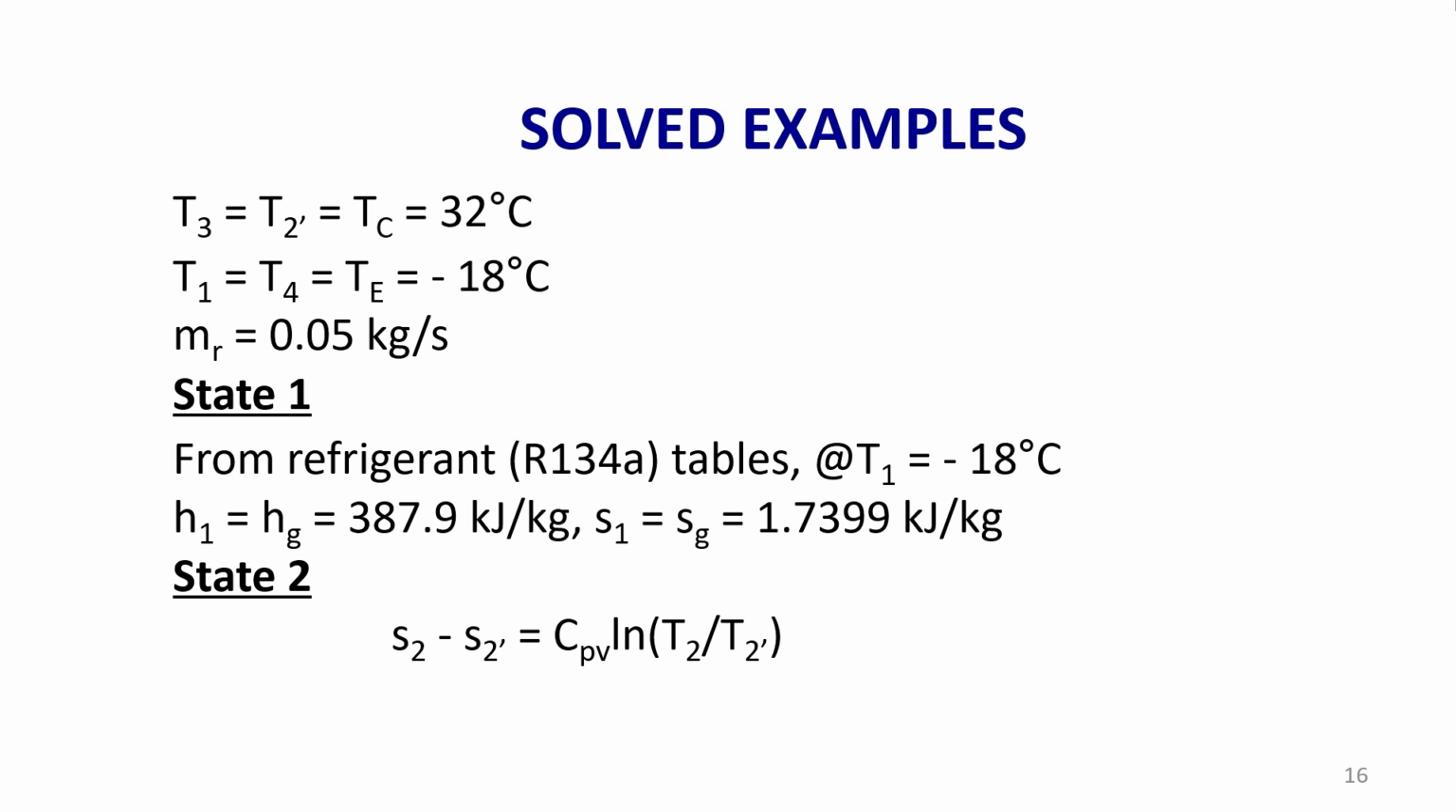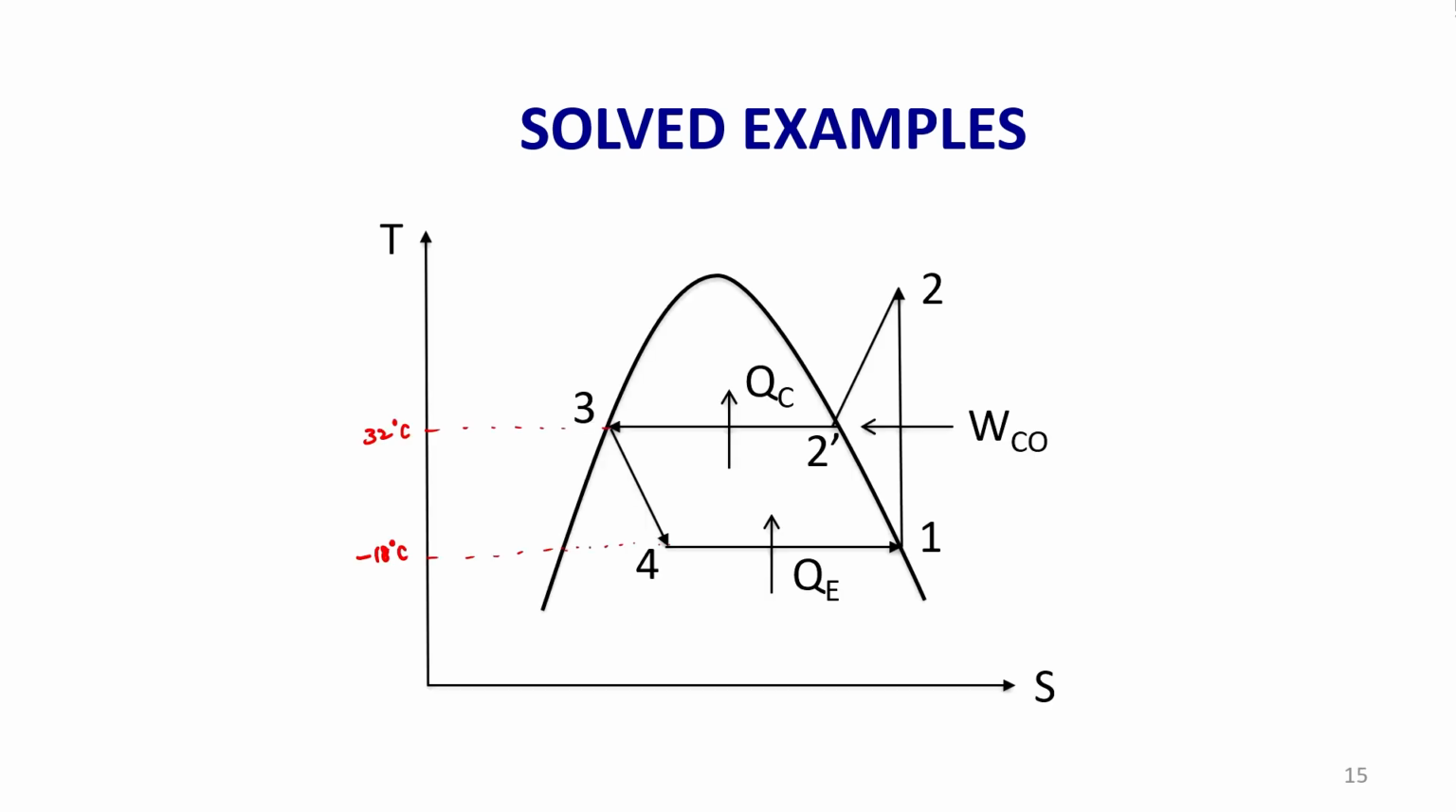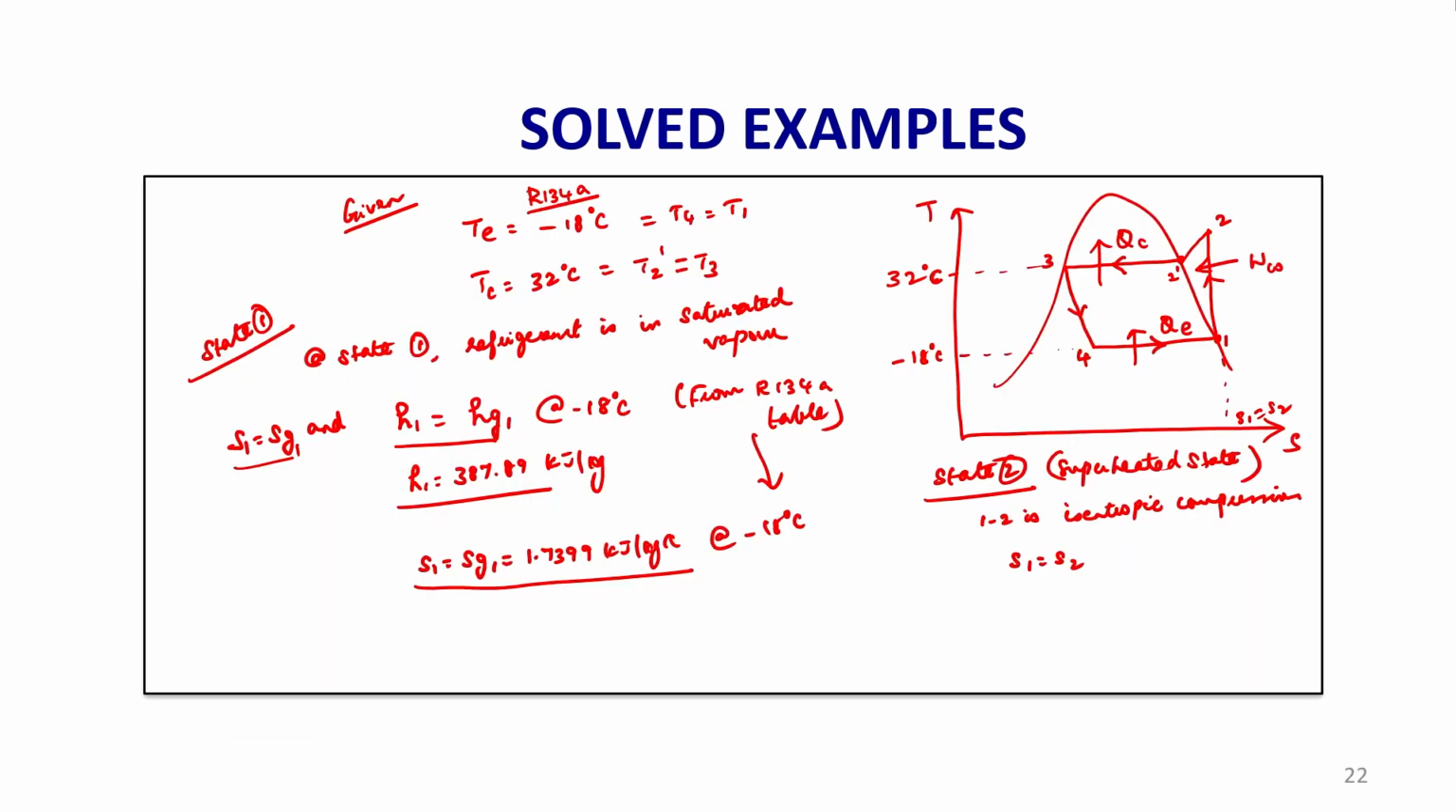Using this formula, S2 minus S2 dash is equal to Cp of vapor into ln of T2 by T2 dash. Now I have to find out this temperature. We do not know the temperature at state point 2; T2 is unknown. We know only the temperature at the evaporator, that is minus 18, and the temperature in the condenser, that is plus 32. So T2 is above T2 dash, so it will be more than 32.